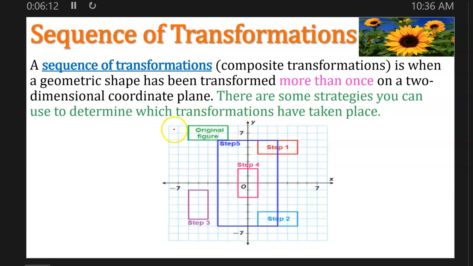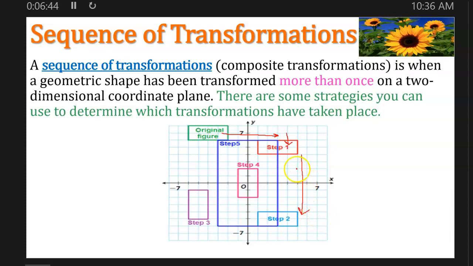So here we have the original figure in green, and judging from the way this looks in step one, the red rectangle here, this green rectangle looks like it was just translated. So it looks like it just went right and then down a little bit in order to get to step one. And then in order to get from step one down here to the light blue rectangle, step two, two things could have happened. It could have just been another translation. It could have just been a slide all the way down this way.